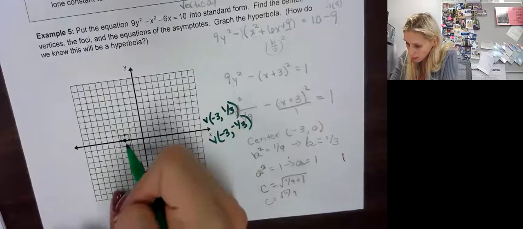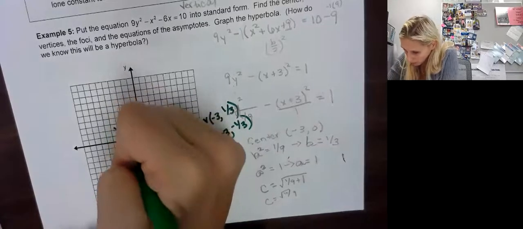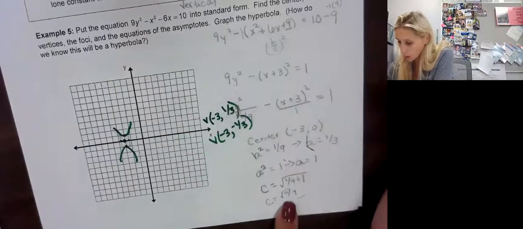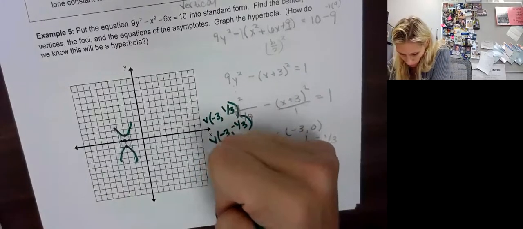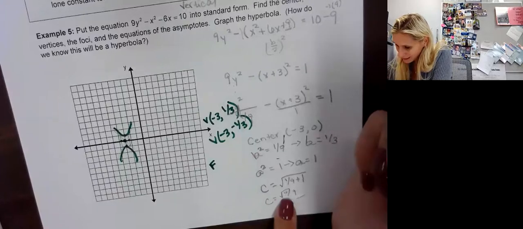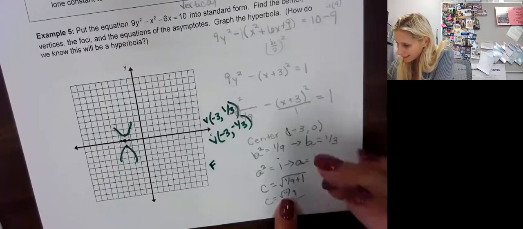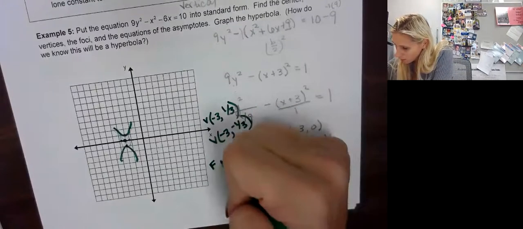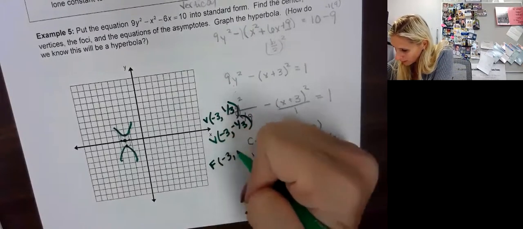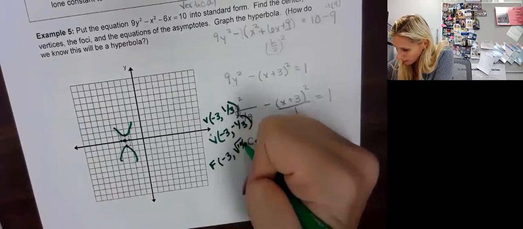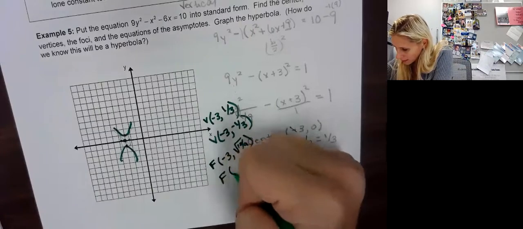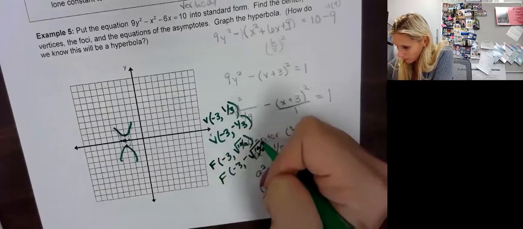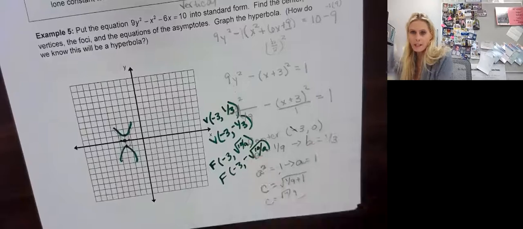Okay. Our foci go beyond that. Now, because we are a vertical hyperbola, we have to remember that we're adding this on to the up and down, which is the y value. So when you talk about the foci here, that's the distance from the center, right? So the center for our y value is 0. So we're adding and subtracting it from the 0. So our foci points are at -3, square root of 10 over 9 and -3, negative square root of 10 over 9. Because we add it to the y value of the center.